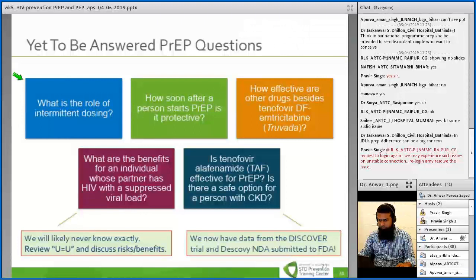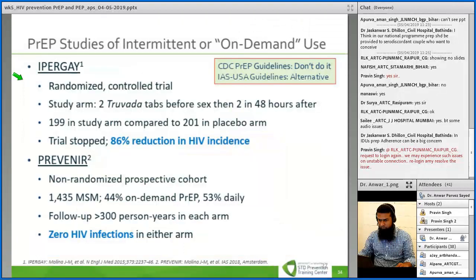What are the benefits for individuals whose partners have HIV with suppressed viral load? We are talking about U equals U, that is, undetectable equals untransmissible. For those with a viral load of less than 200, we are saying that HIV is not getting transmitted. So is the negative partner recommended to take PrEP in that scenario? Is tenofovir alafenamide effective for PrEP? Is there any safe option for a person who has kidney disease?